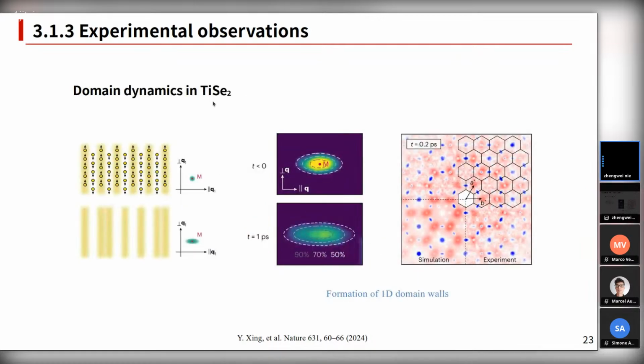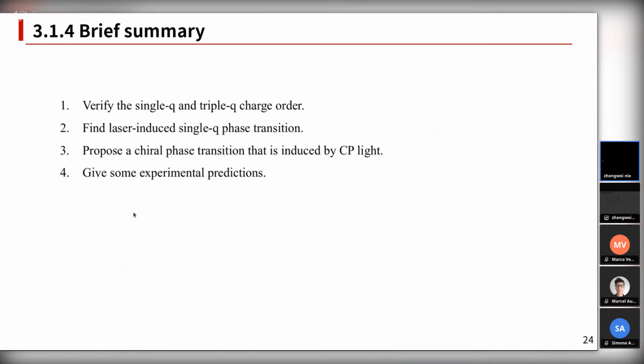And another work is also on TiSe2. The authors used a pulse to excite the samples and found some one-dimensional domain walls. I think it may be a verification of the single Q mode. Here is a brief summary. We verified the single Q and the triple Q charge order. We found a laser-induced single Q phase transition. We propose a chiral phase transition that is induced by circularly polarized light, and we made some experimental predictions.